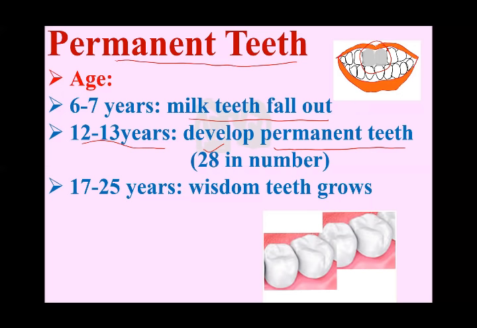Then further, at the age of 17 to 25 years, 4 more teeth grow in, and these teeth are known as wisdom teeth. Now, in a fully grown-up person or an adult, the total number of permanent teeth is 32.